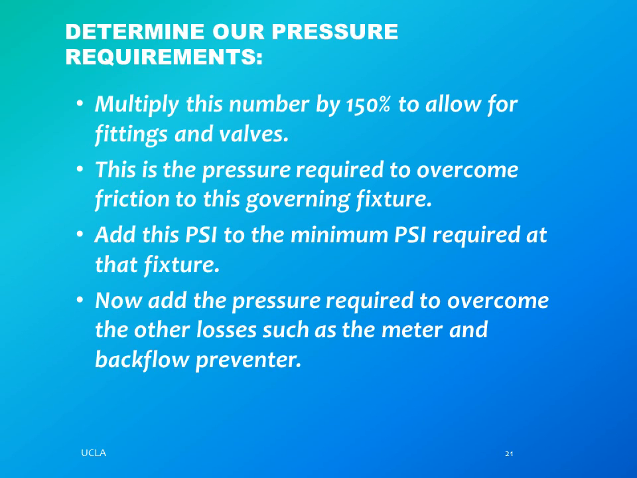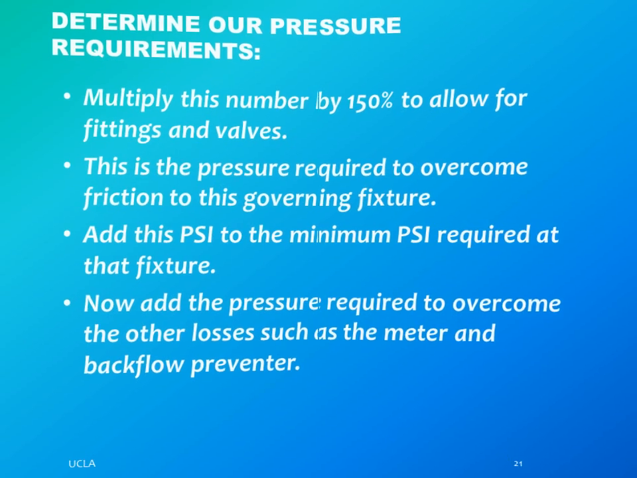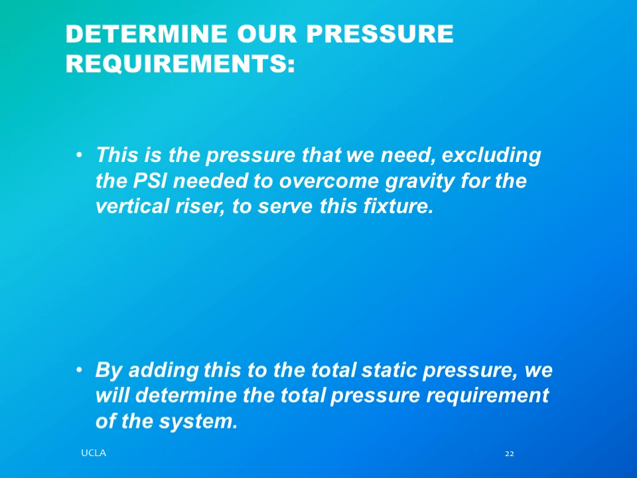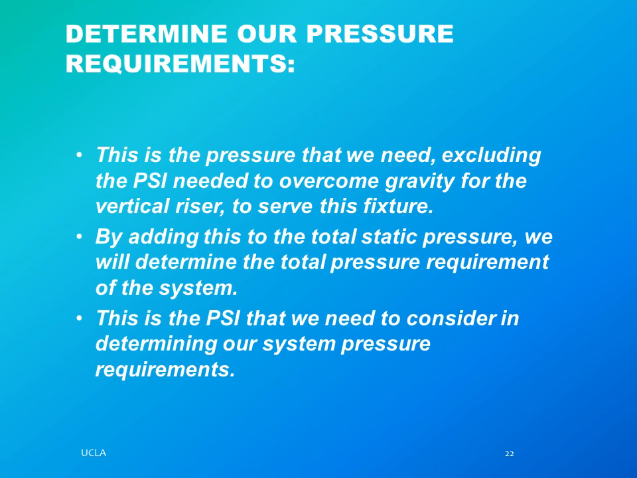Now, add the pressure required to overcome the other losses, such as the meter and a backflow preventer. The static is not in there yet. Once we put the static in, we'll have everything. But right now, this is the pressure that we need, excluding the PSI needed to overcome gravity for the vertical riser to serve the fixture. By adding this to the total static, which is, again, to fight gravity, we will determine the total pressure requirement of the system. This is the PSI that we need to consider in determining our system pressure requirements.